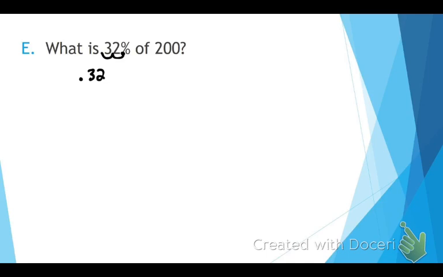And then what do I do with my 200? What do I do to the 200? Multiply it. Yeah. When you do that, what do you get? 64. Okay, so that's a very easy way. You could have done it the way we just did it with is over of equals P over 100. You would still get the same answer of 64.